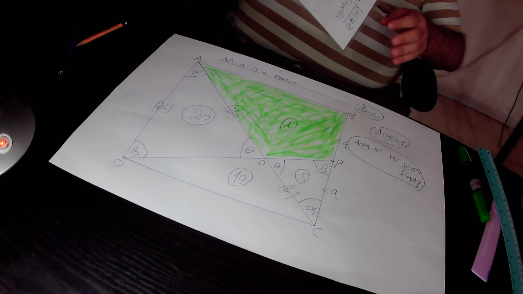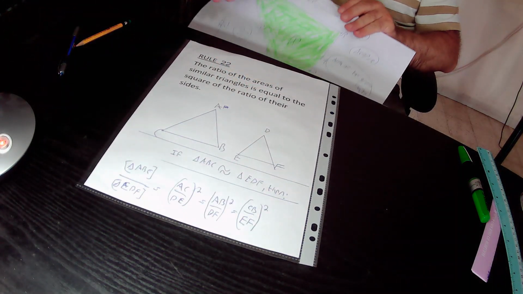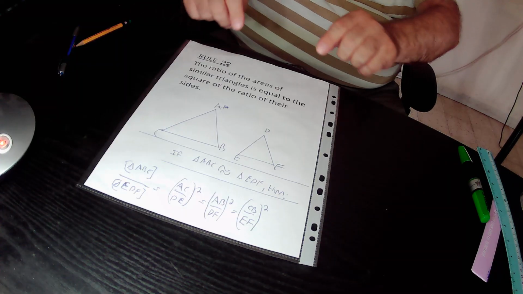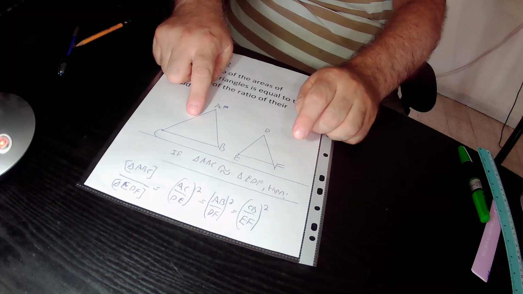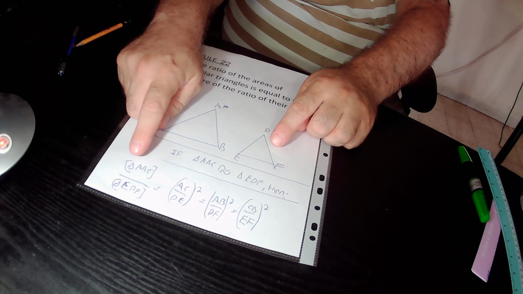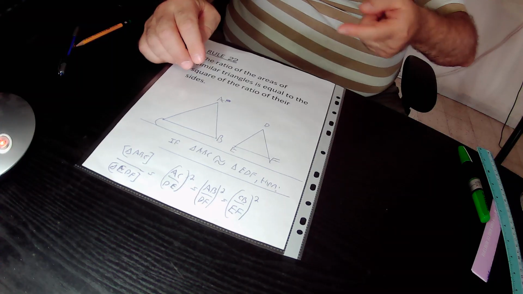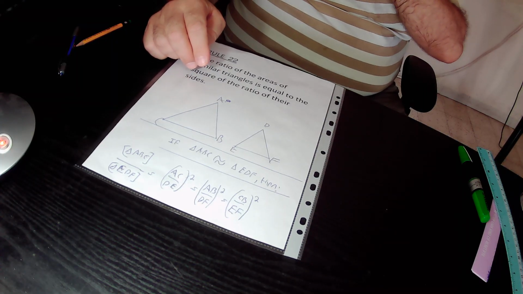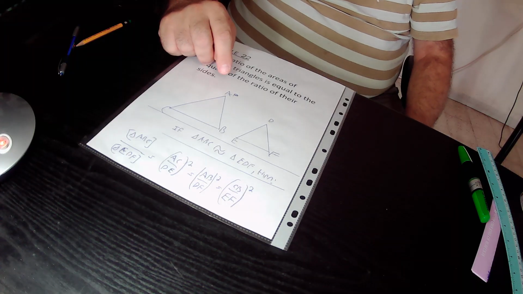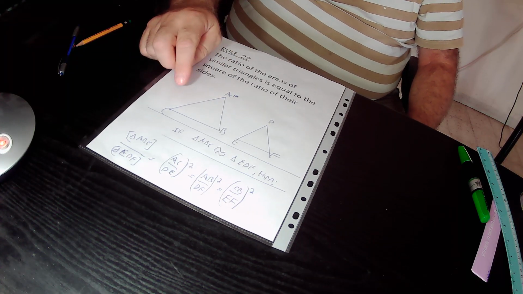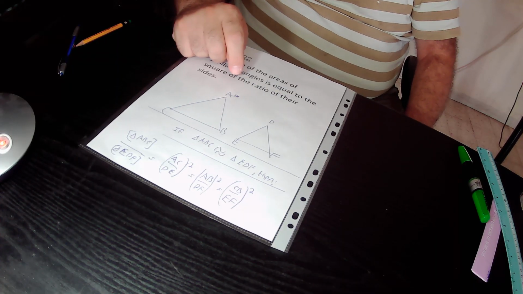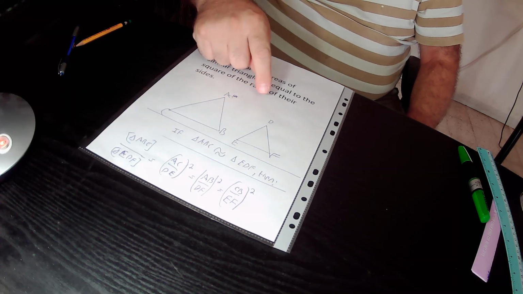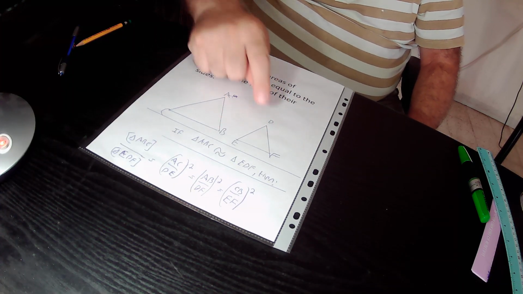So what is rule 22? According to rule 22, if we have two similar triangles, then the ratio between the areas of those two similar triangles, that is to say the area of triangle ABC over the area of triangle EDF, is equal to the square of the ratio between their corresponding sides. The first pair of corresponding sides is AC over DE squared. Likewise, the other corresponding sides are AB over DE squared over EF.